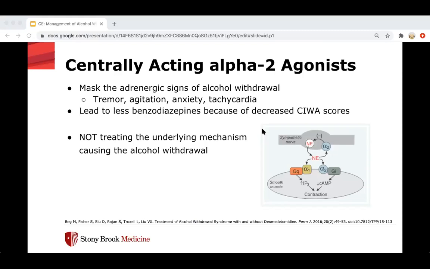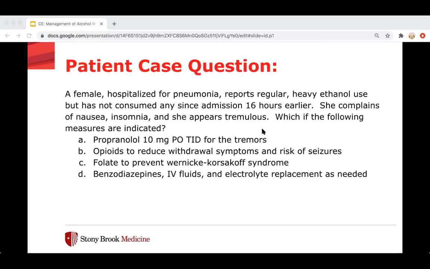So if we're masking them, we're not going to give the benzodiazepines, but these aren't actually acting on what's causing the symptoms, which is the imbalance of GABA and glutamate. That is why benzodiazepines are the mainstay of therapy, because they're actually treating the root problem of what is precipitating these symptoms. So dexmedetomidine really shouldn't be used for alcohol withdrawal.